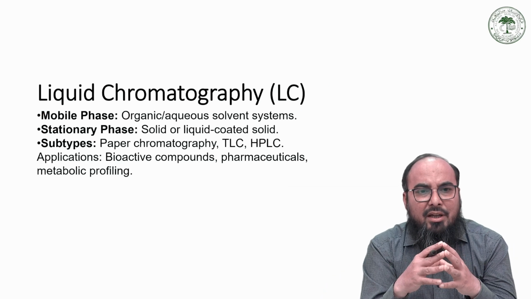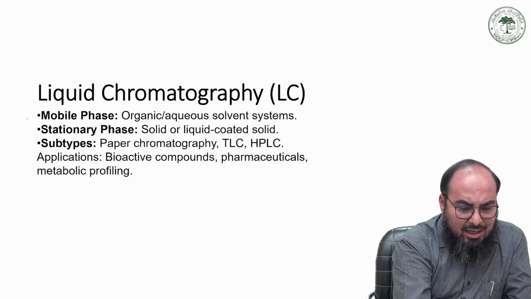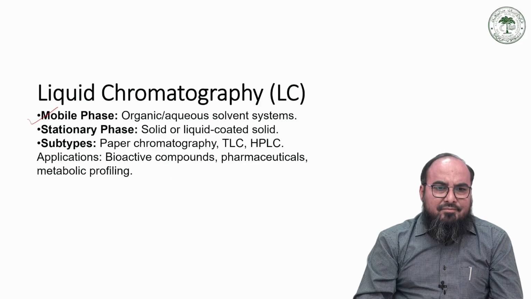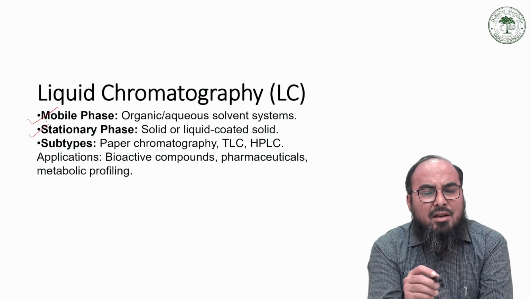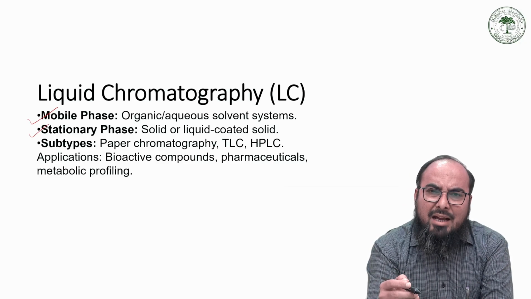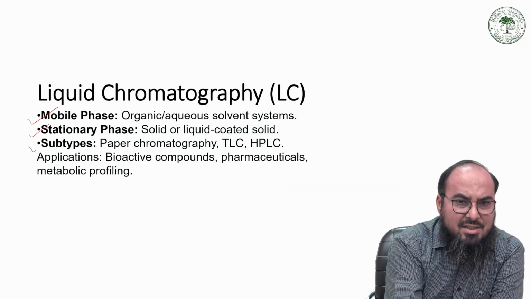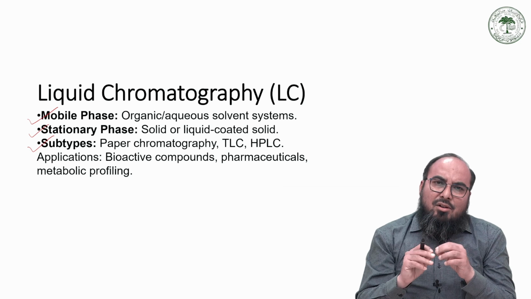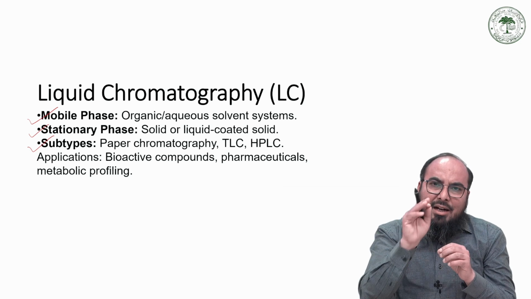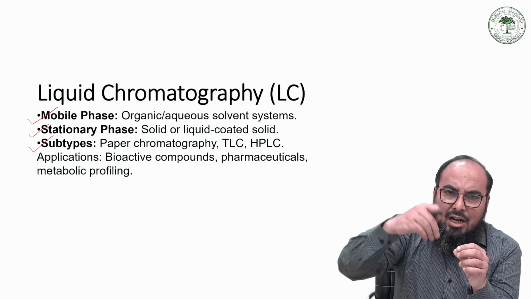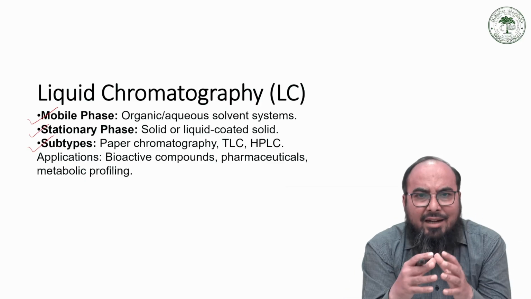Then comes liquid chromatography. Here the mobile phase is always a liquid, or you can also use aqueous systems, aqueous buffers. Here the stationary phase may be a solid, or a solid coated by some liquid. Paper chromatography is the best example. In paper chromatography, the paper is generally a cellulosic paper, so the pores of that paper contain water, and that trapped water acts as the stationary phase, and the solvent in which you dip your paper acts as the mobile phase.